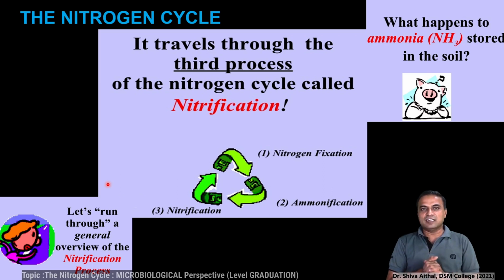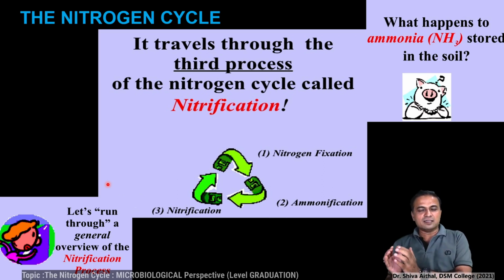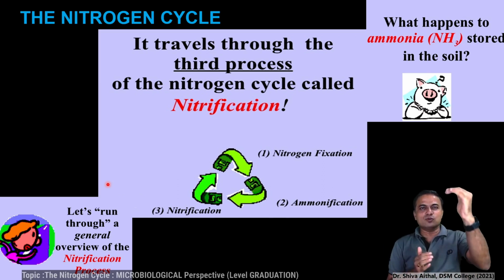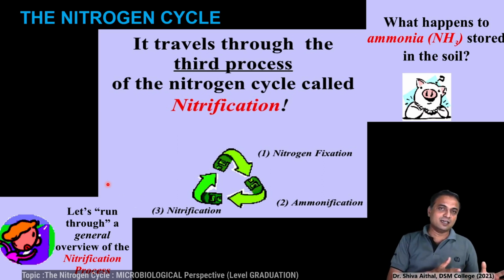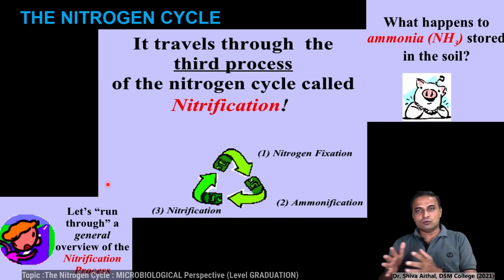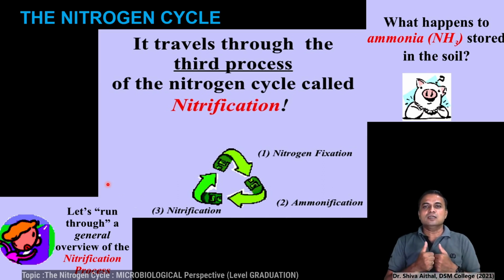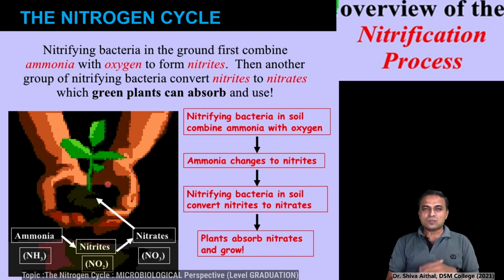What happens with nitrification? Remember, we are at the stage where atmospheric nitrogen is converted into ammonia. It is first fixed by nitrifying bacteria, then converted to ammonia by the dead and decomposing matter, and now the soil ammonia has to be converted into a utilizable form, which is called nitrification. So this nitrification process is something like this. This is the overview of the nitrification cycle.